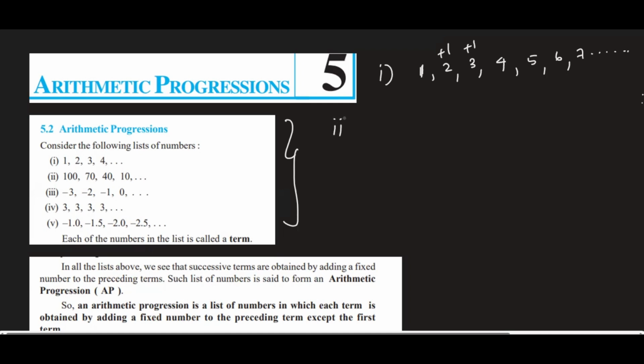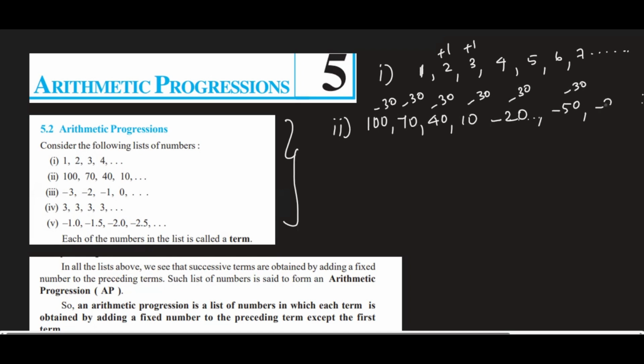Now let's take the next one, example 2. The numbers are 100, 70, 40, 10, and so on. Basically 100 minus 30, we are getting 70. Again 70 minus 30, we are getting 40. 40 minus 30 is 10. So 10 minus 30 will be minus 20. Again, minus 20 minus 30, the next term will be minus 50. Again, minus 50 minus 30 will be minus 80 and so on. So basically, for every preceding term, we are taking away 30 in this one.